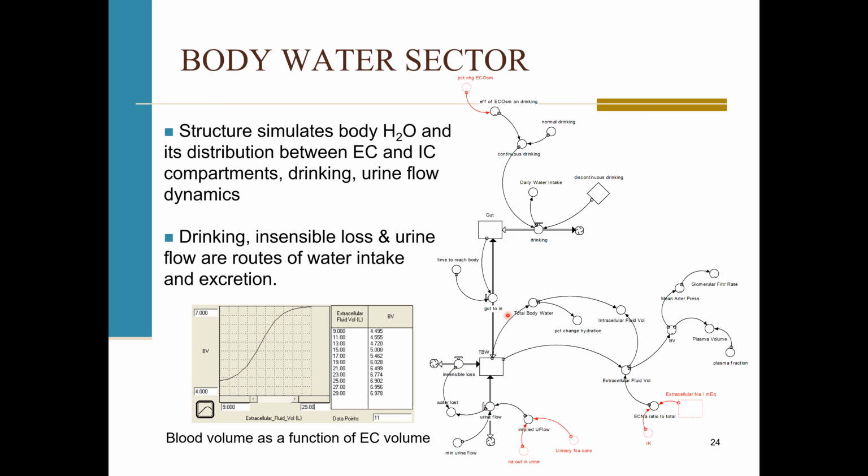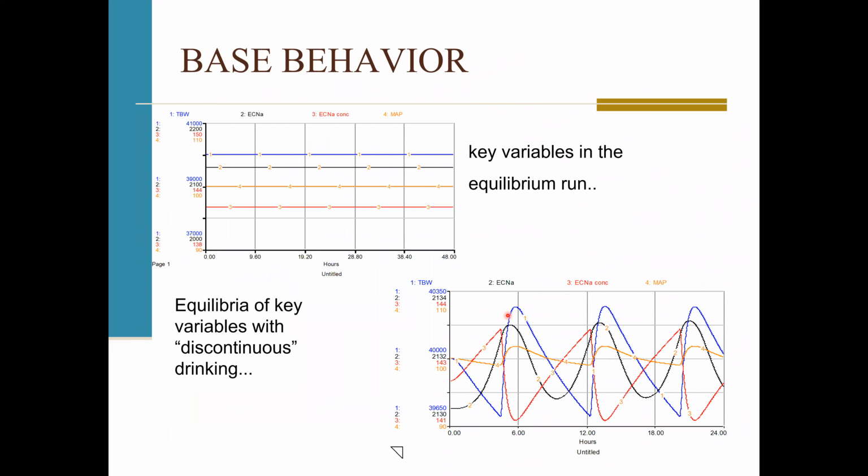So we assumed drinking and insensible loss, because there's a continuous escape in the form of evaporation, right? And then there's a varying urinary loss. So these are the three sources of intake and output from the body. And when you model the drinking behavior, of course, you have to model the continuous and discontinuous versions. So in normal life, do we drink continuously? No, right? We drink once in a while.